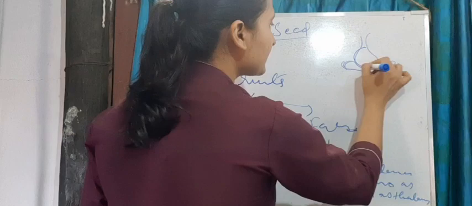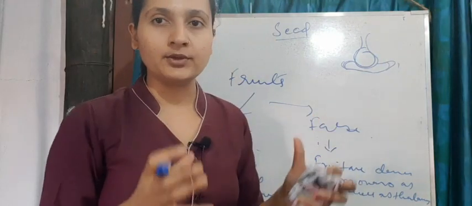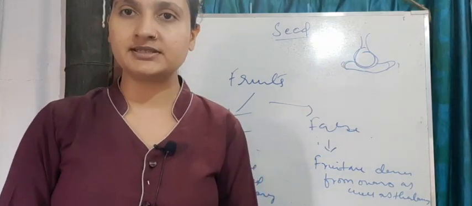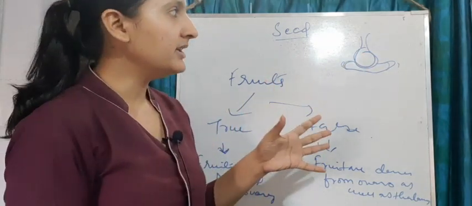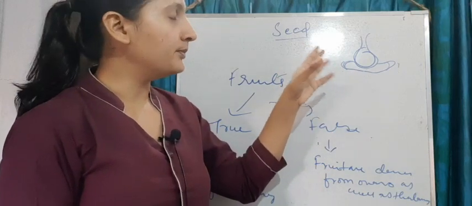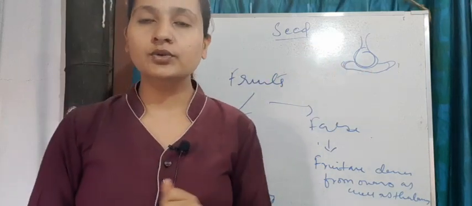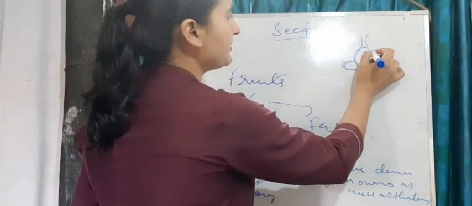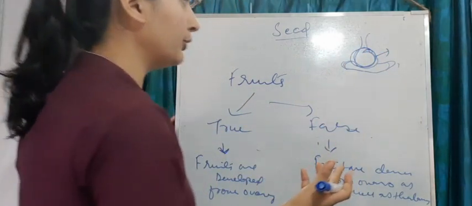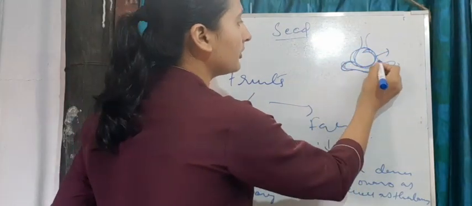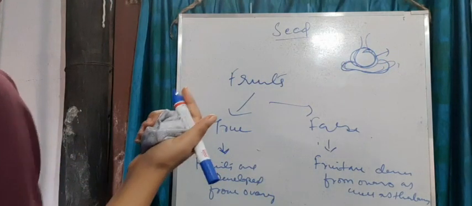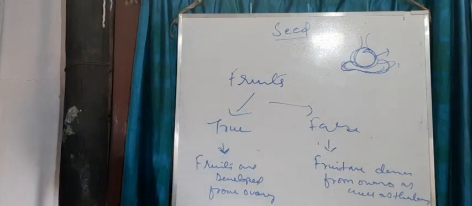So when the seed develops, what happens to this ovary? They swell, they also get developed simultaneously. If seed development is taking place, then this ovary is also developing into fruit, parallelly. So when the fruits develop only from this ovary, then they are called true fruit, and when they are developed from thalamus or from both, then it is called false fruit. All right, so some examples are given in your book.